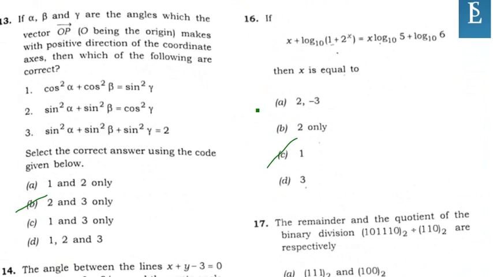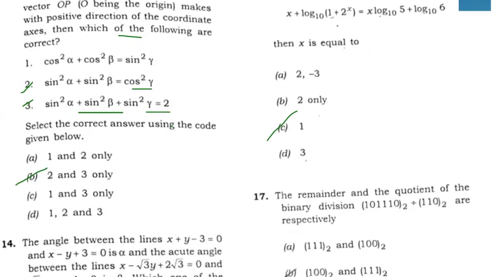If alpha, beta and gamma are the angles which the vector OP, O being the origin, makes with the positive direction of the coordinate axes, then which of the following are correct? So the second and third statements are true: sin square alpha plus sin square beta equal to cos square gamma, and sin square alpha plus sin square beta plus sin square gamma equal to 2. So these two statements are true.